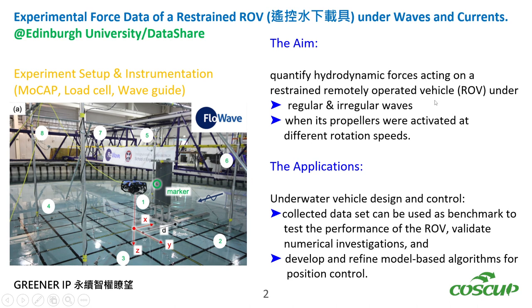Under the following situations: one situation is that this water tank will produce regular and irregular waves. And the other situation is when the ROV's propellers were activated at different rotation speeds. So that is the aim of the experiment. And the application is for underwater vehicle design and control. The experiment is to use the collected data set as a benchmark to test the performance of the ROV and validate numerical investigation.